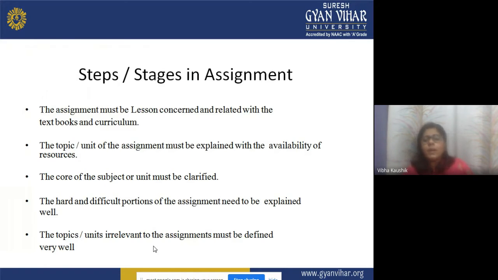When the teacher is giving the assignments, if the teacher thinks that these are the portions that are considered hard and difficult, that the student will face some difficulties in solving those portions of the assignment, then the teacher must explain those portions to the students. Then only will the students be able to complete that assignment. The topic units irrelevant to the assignments must be defined very well. Means all the things should be well defined by the teacher to the students before giving an assignment.